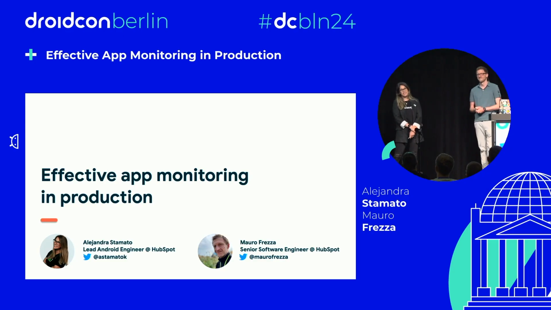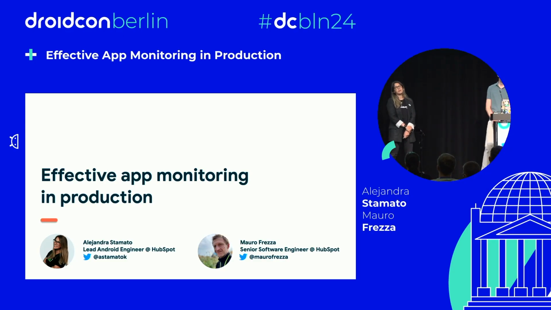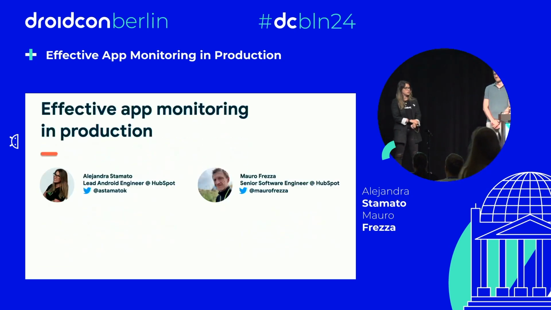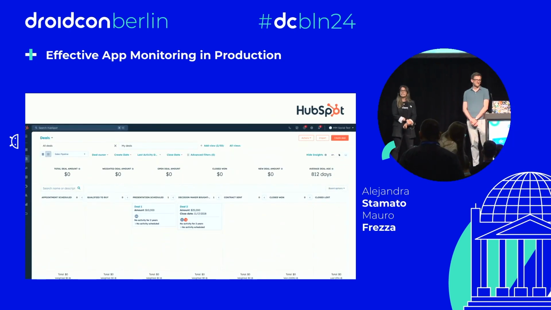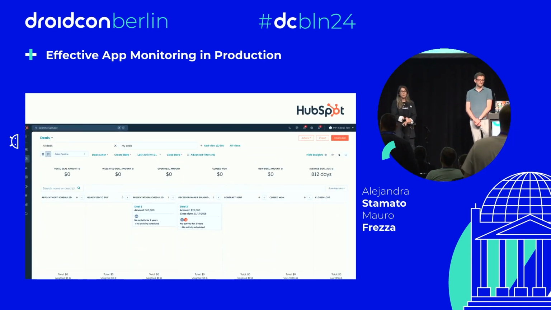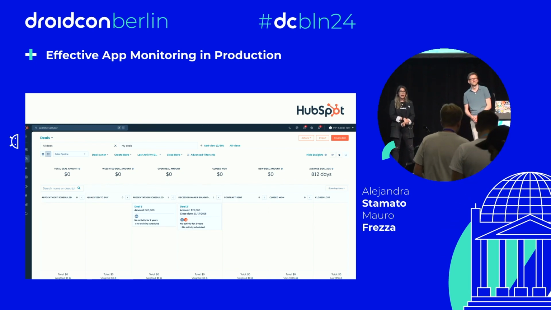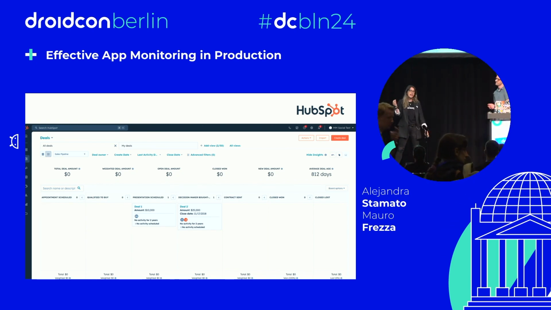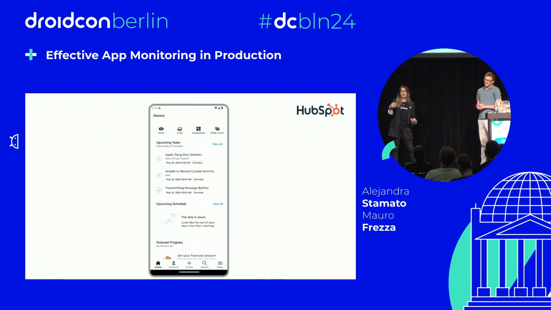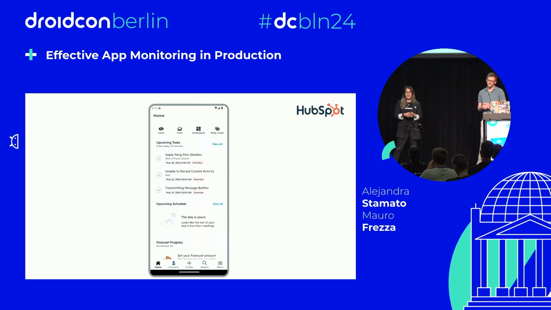We're here to talk about effective app monitoring in production. And because we're going to be referencing HubSpot quite a bit, I found it useful to start by mentioning what HubSpot is and what we do. HubSpot is a set of tools that will help you model your business and grow your business better. It has a web app that looks like this, and then it has a lot of features. And it has a companion app, the mobile app that we're working on right now. It has a subset of those features, but it's still pretty huge and pretty complex.